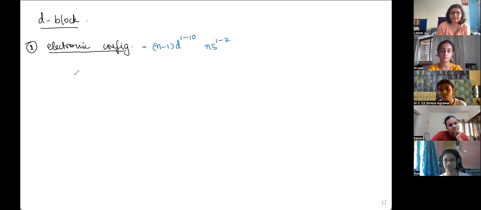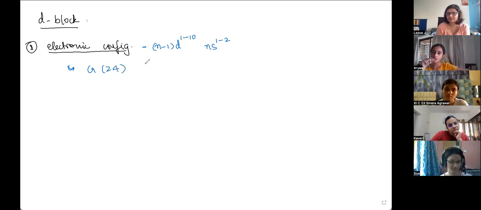So the first anomaly that we come across would be chromium. The atomic number is 24. Can you guys figure out the electronic configuration for this? Why isn't ns written first? Why isn't ns1 first?